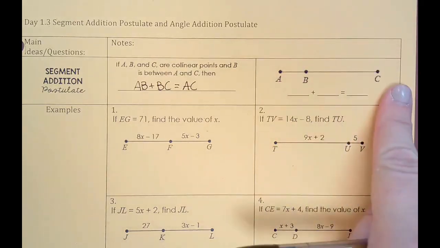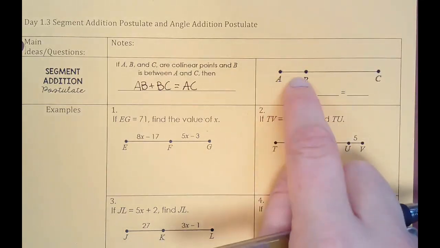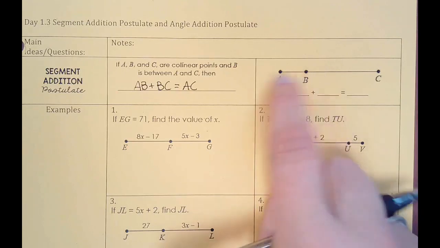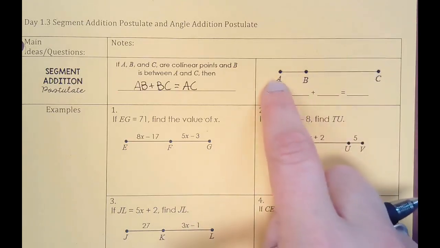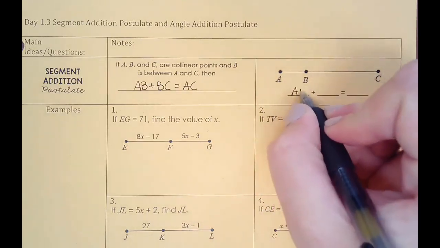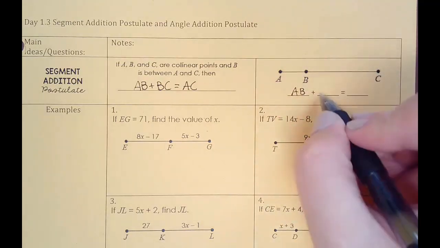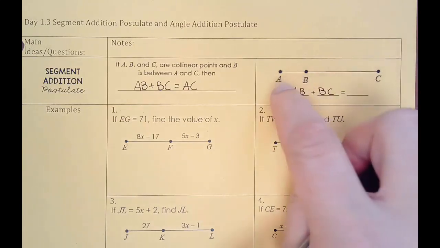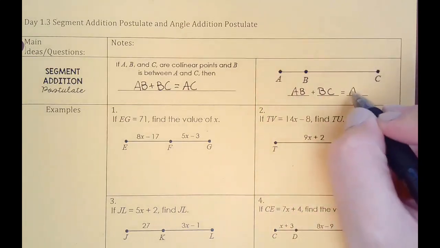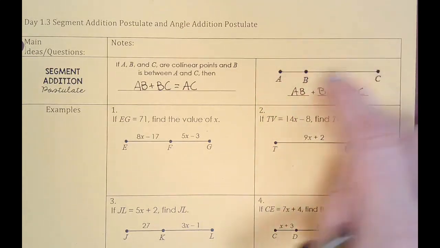Okay, when looking at this segment, that means B is in between A and C on this segment. The first part from A to B, if we add the length there plus the length of B to C, we will get the entire length all the way from A to C. So a part plus a part equals the entire whole.